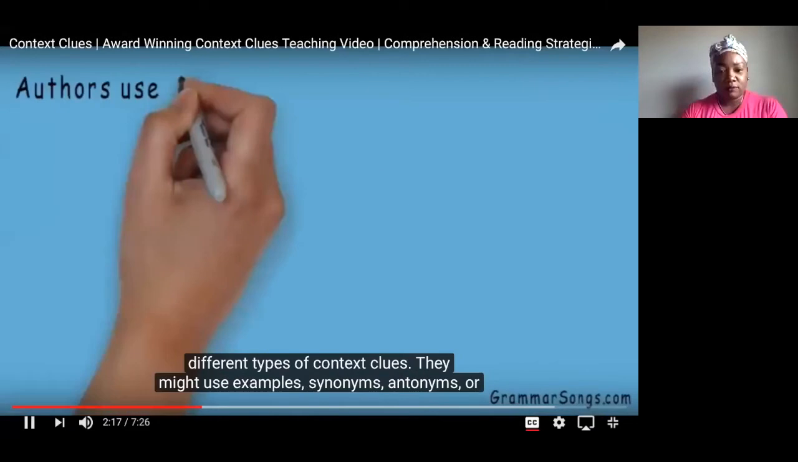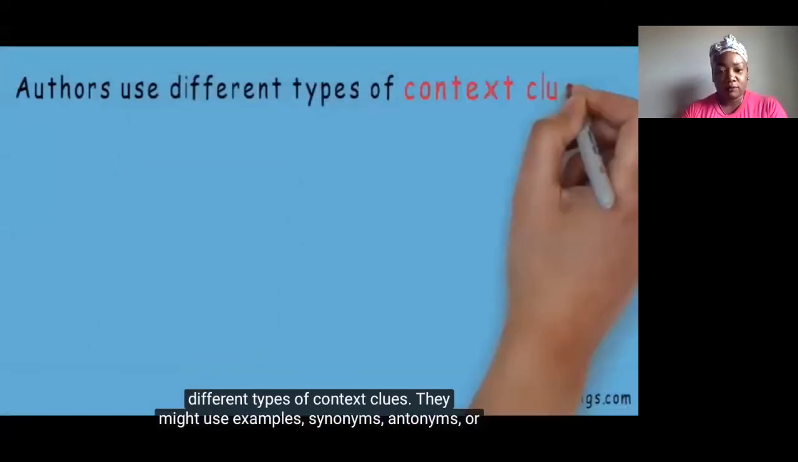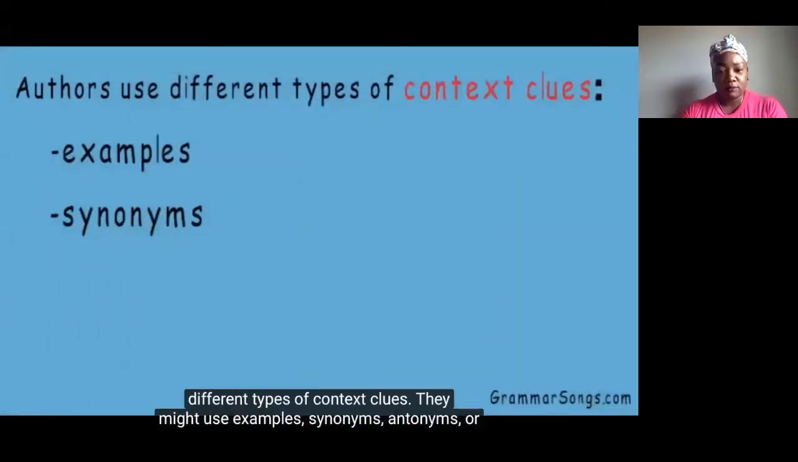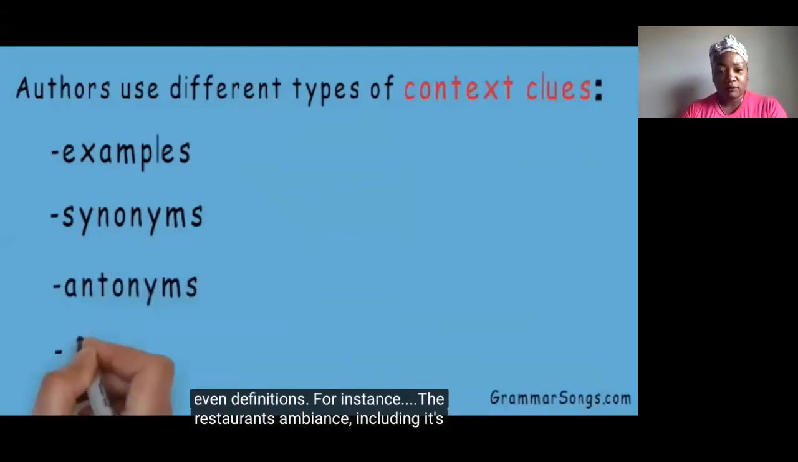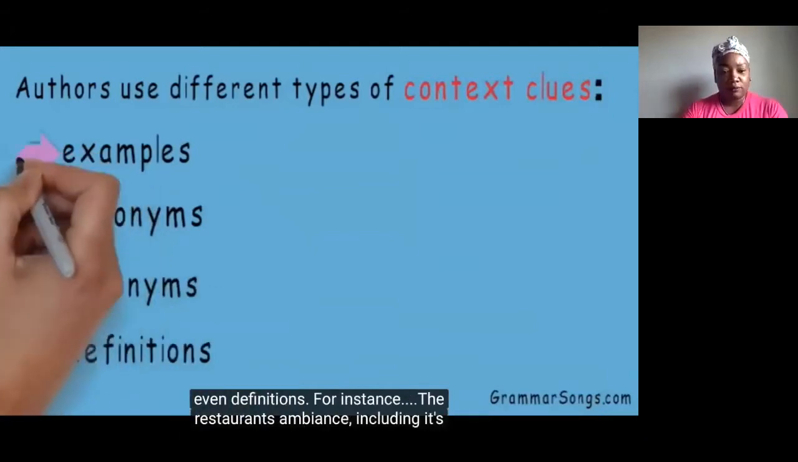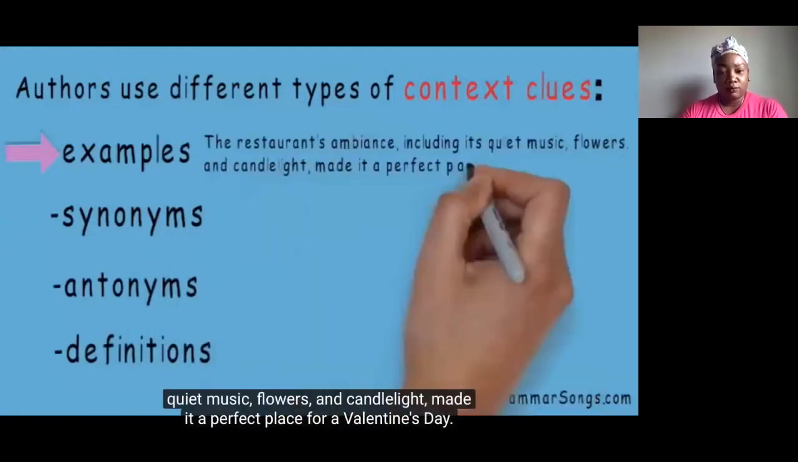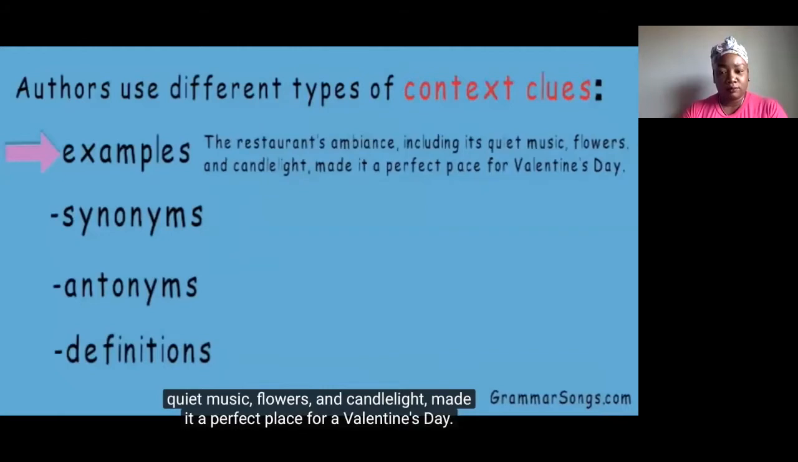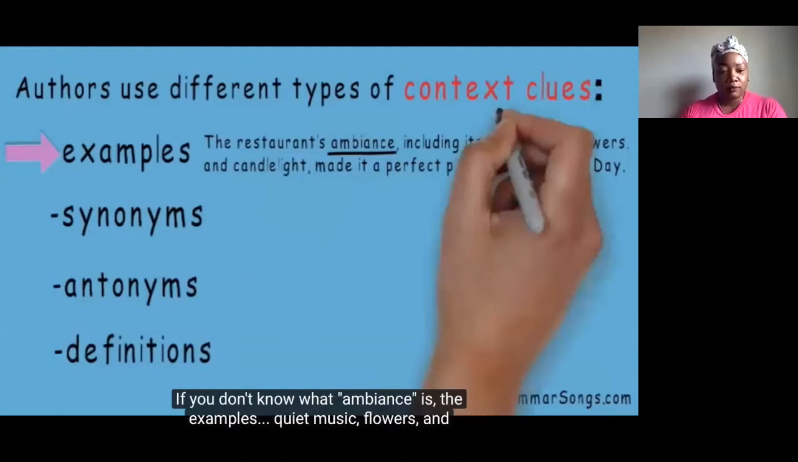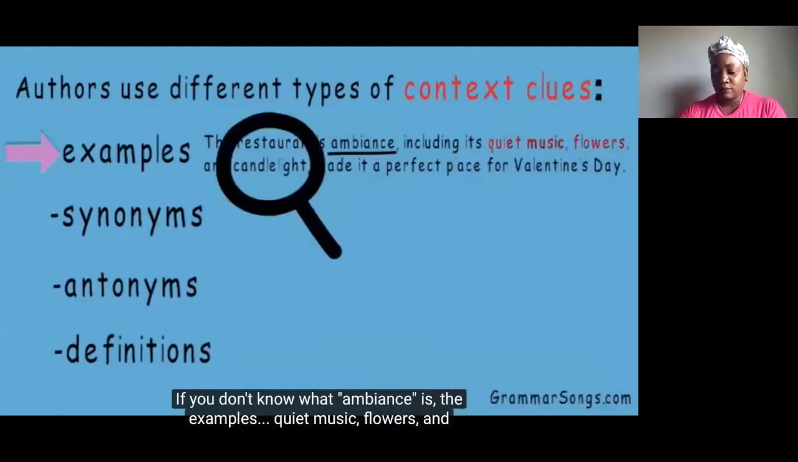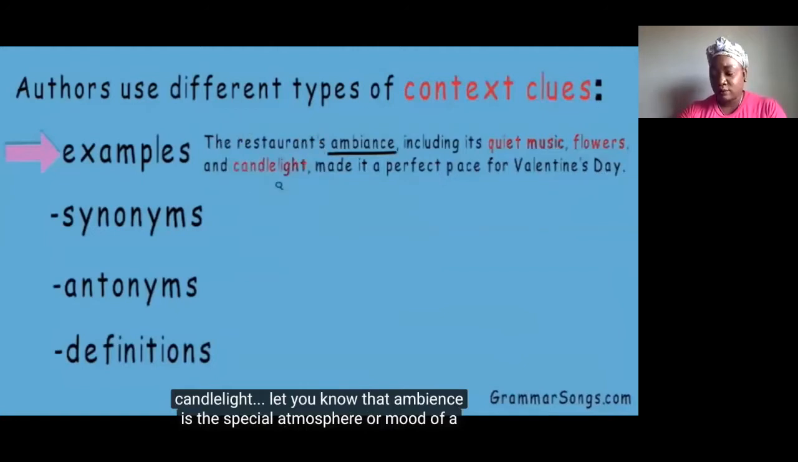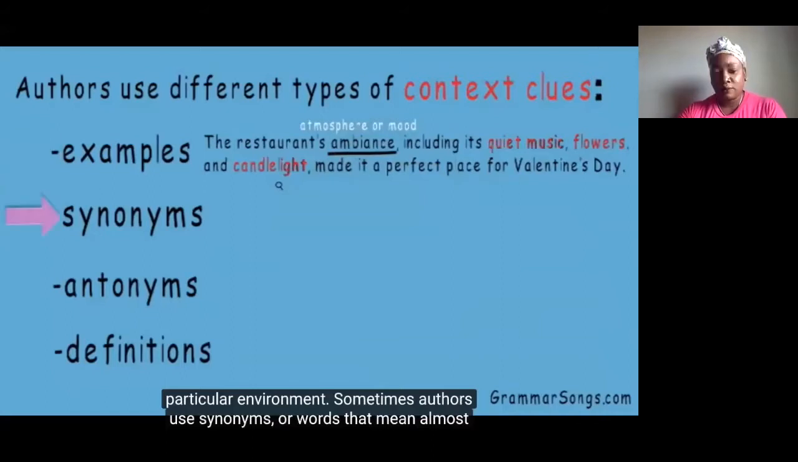Exactly. Authors use different types of context clues. They might use examples, synonyms, antonyms, or even definitions. For instance, the restaurant's ambiance, including its quiet music, flowers, and candlelight, made it a perfect place for Valentine's Day. If you don't know what ambiance is, the examples, quiet music, flowers, and candlelight, let you know that ambiance is the special atmosphere or mood of a particular environment.